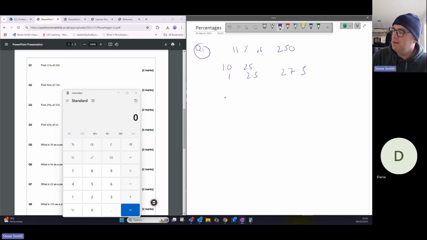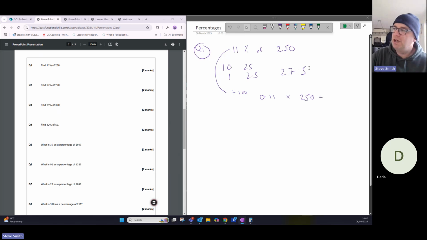However, we're allowed to use a calculator. So the best way to do this is change this number to a decimal, which we do by dividing it by 100. So that becomes 0.11, and then multiply it by the number you want, 250. And that gives us our answer. So if we did 250 times 0.11, we've got 27.5. And if I was seeing that question on an exam paper, would I straight away do it in my head and say 27.5? Probably not, because if you're allowed to use a calculator, why not use a machine instead of your brain?